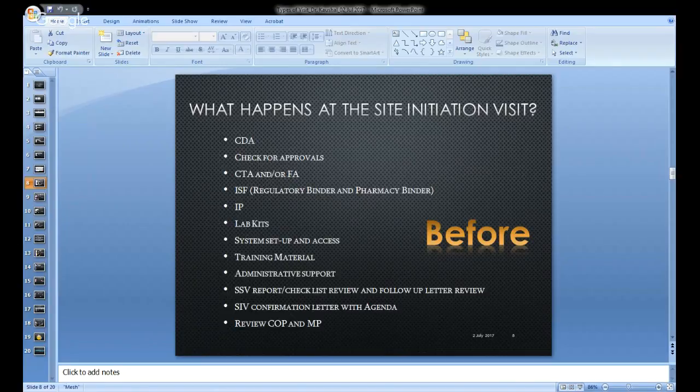Now this ISF is further split into two parts: regulatory binder and pharmacy binder. Regulatory binder is where you would have all the crucial documents, logs and forms with regards to the trial visits, with regards to your SUSARs, which would also cover the CVs, the basic documents like ICFs, the other documents like your NTFs for some sections, your memos, your visit logs.